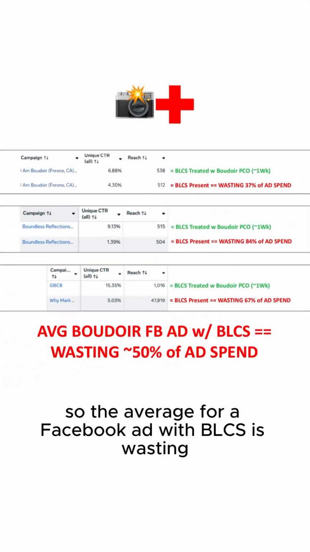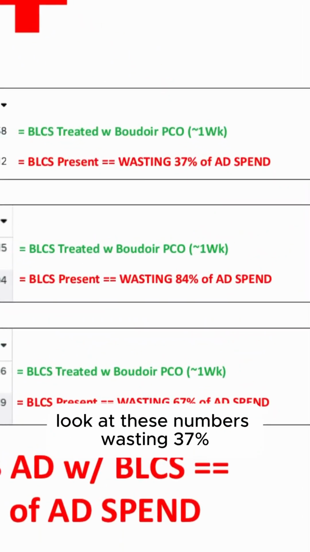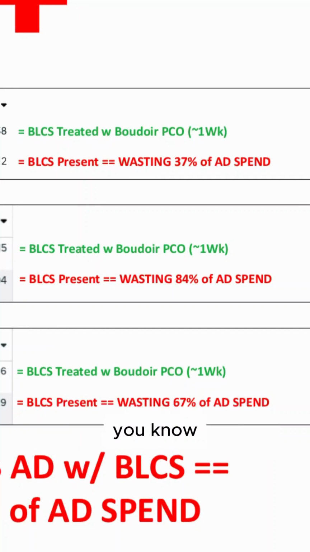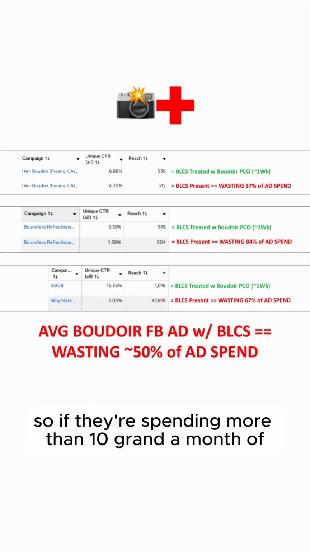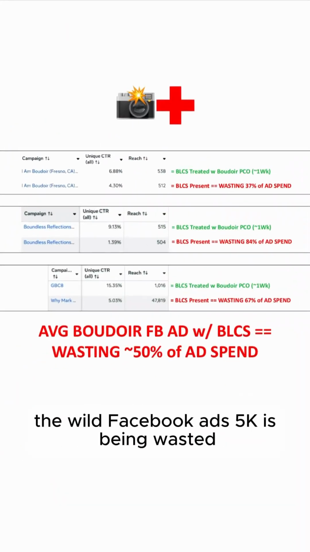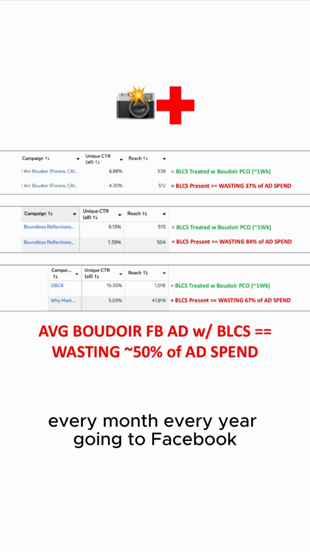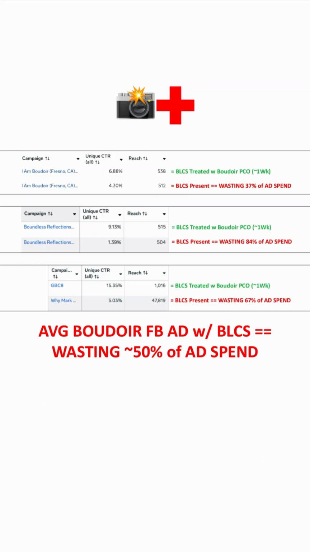So the average Boudoir Facebook ad with BLCS is wasting about 50% of ad spend. I mean, look at these numbers: wasting 37%, wasting 84%, wasting 67%. So the average here, whatever these numbers are, is somewhere between 50 to 60%. So if they're spending more than 10 grand a month on Facebook ads, 5K is being wasted, approximately every day, every month, every year, literally going to Facebook and giving us nothing, guaranteed.